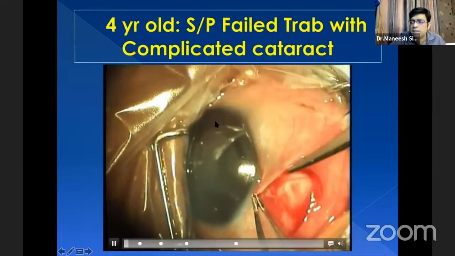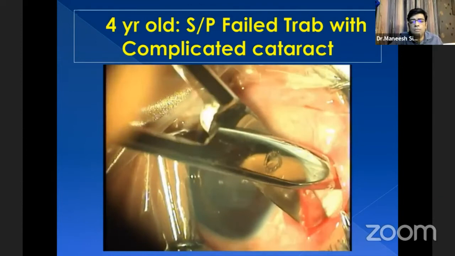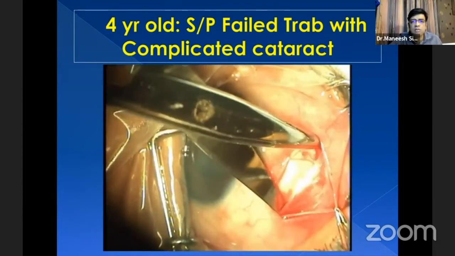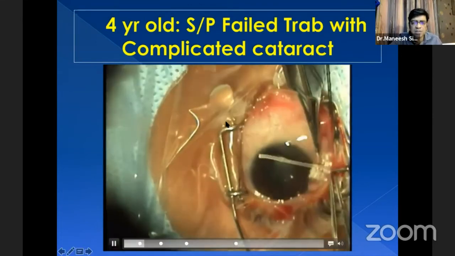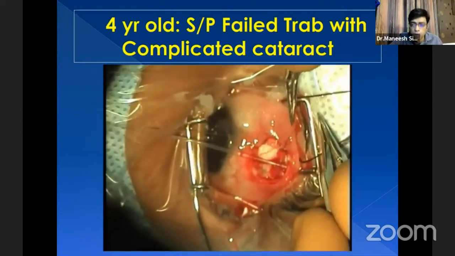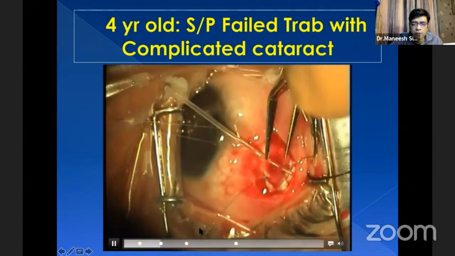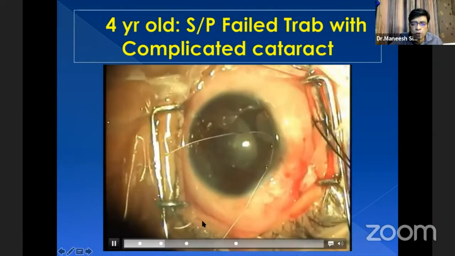Sometimes in cases like these, like this patient who had a failed trabeculectomy, a young boy, the patient developed a cataract. In these cases, you can combine a cataract surgery with a tube implantation. So first we have secured the plate. After securing the plate, now we'll go ahead with the cataract surgery.